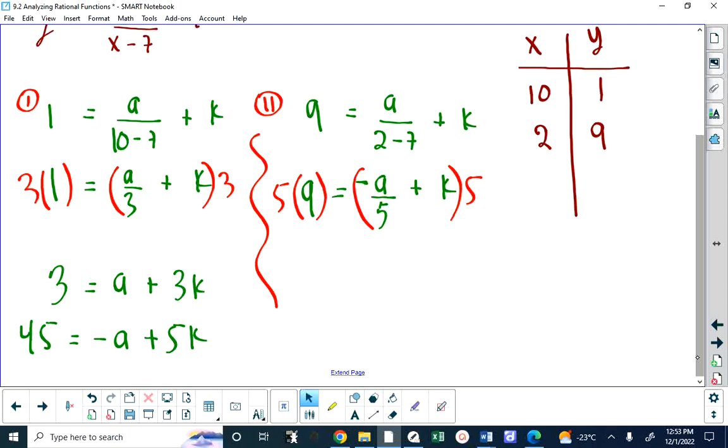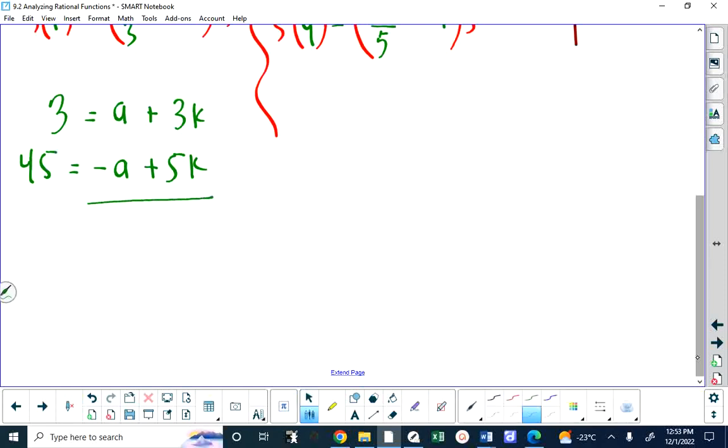I'm going to add these two equations. We kind of hit the mathematical jackpot here because these two terms are opposite. If they weren't, I think they have to be in this kind of question. But if they weren't, then we could multiply one equation by whatever we needed to, and maybe the other equation by whatever we needed to arrange that fortunate situation. When I add these, I get 48 equals 8k.